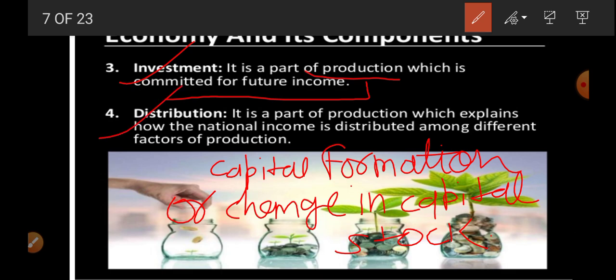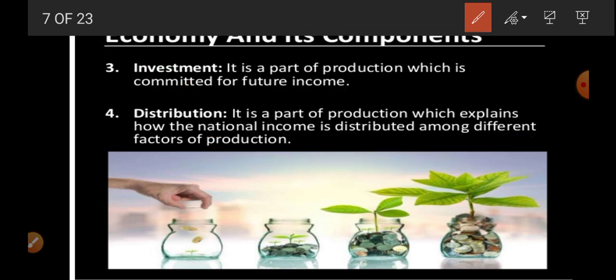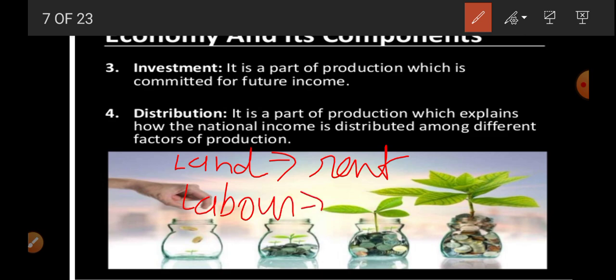Okay, now distribution. So it is what? Distribution is related to division of national income, distribution of national income among the factors of production. So look, there are four factors of production. Land. When someone gives their land to use to another, that person is going to pay rent. Like if you have taken a room on rent, you have to pay rent. Okay. Labor. So when labor renders his or her service, he is going to get wages in return.